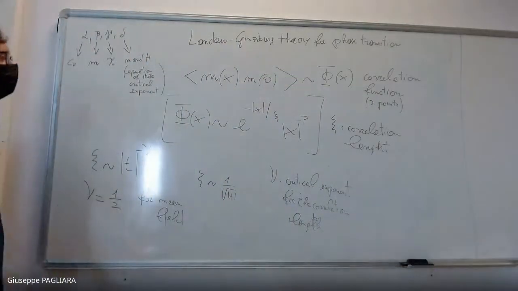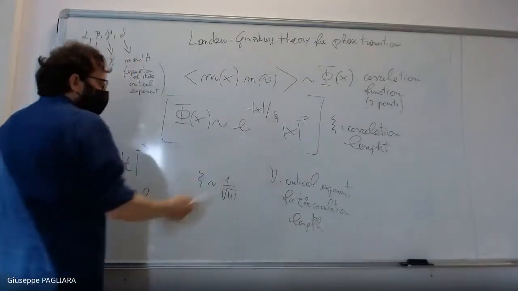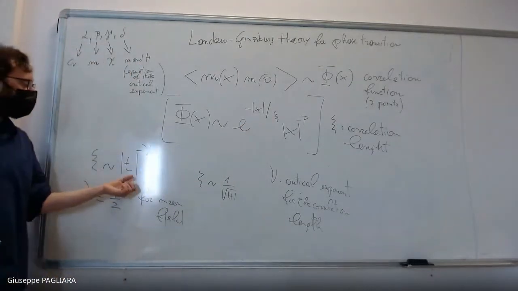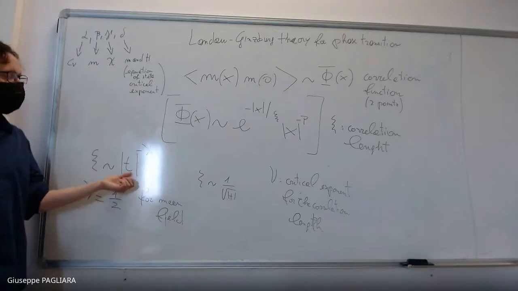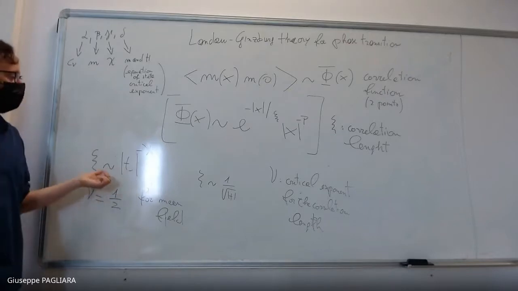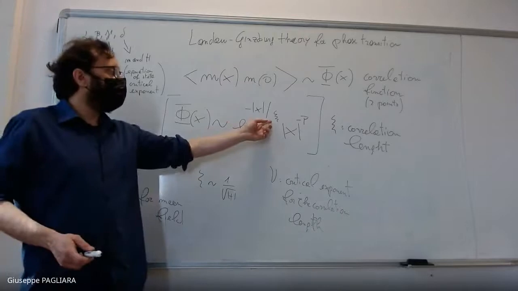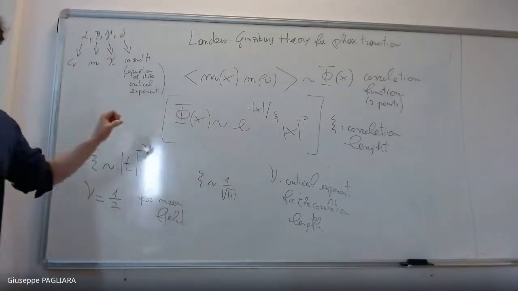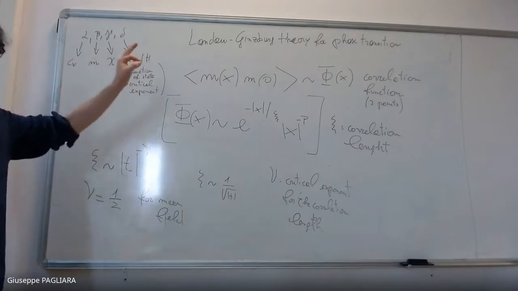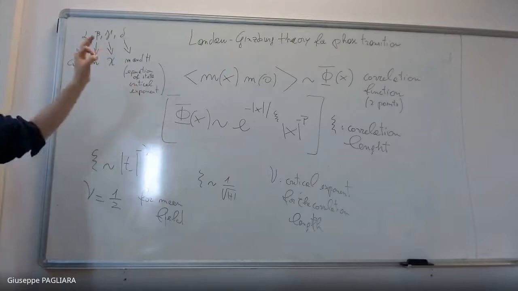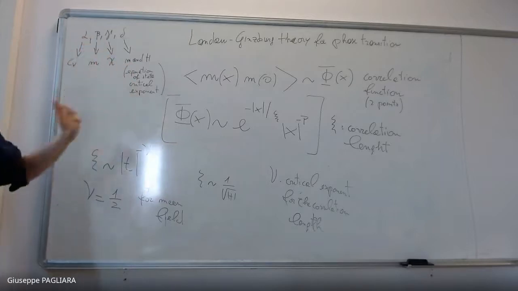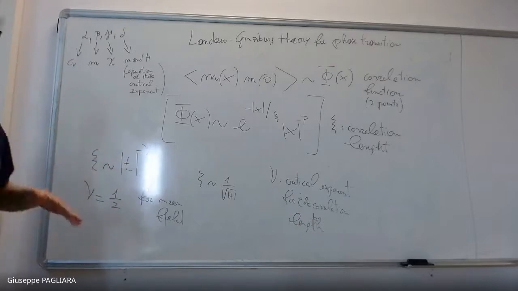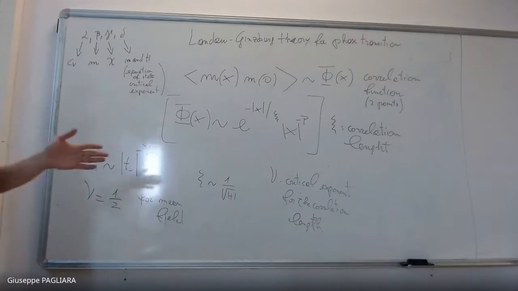So the important point is that when we are at t equal to tc, we have a divergence of the correlation length, which means that the correlations between two points are present no matter how far they are. So it's a collective behavior. Basically, it's like all the spins are interacting somehow with all the others.